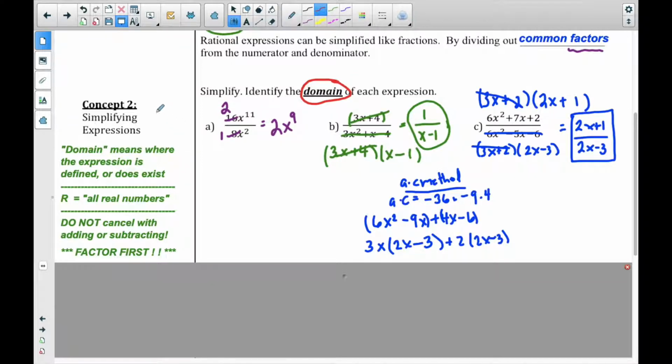So let's just briefly remember a parabola. The domain of a parabola is from -infinity to +infinity because it exists everywhere. It does not have any breaks.